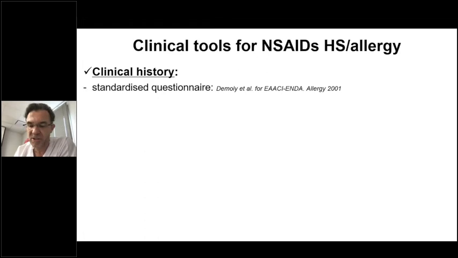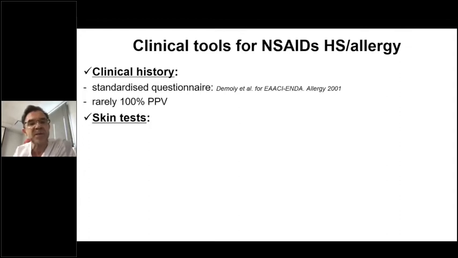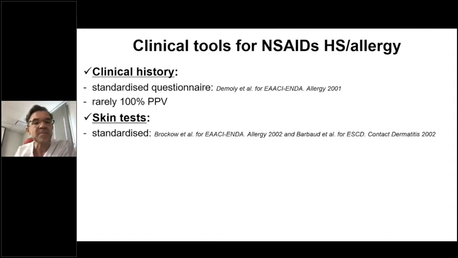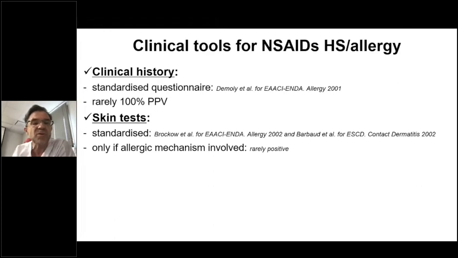There are questionnaires translated into many different languages that help the clinician to pick up the clinical history. We know that the clinical history doesn't have 100% positive predictive value. That is why we need a drug allergy workup, starting with skin tests. They are standardized by different groups all over the world. And of course, they are only important when an allergic mechanism is involved.